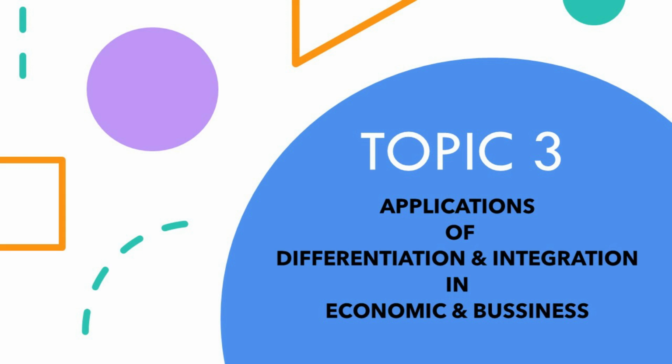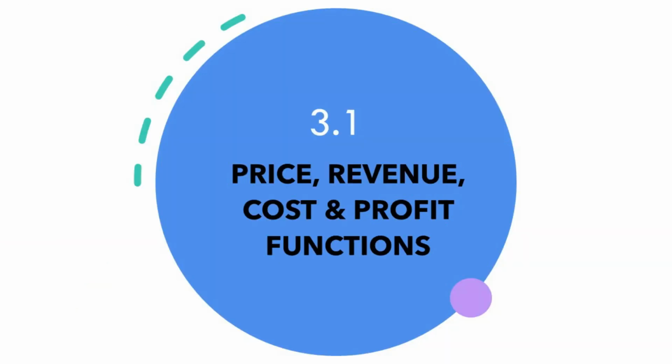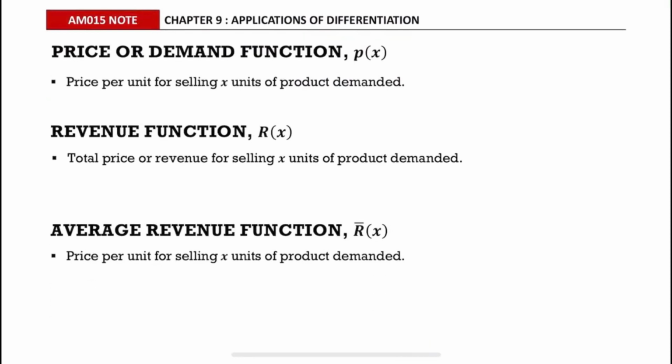In this video, we are going to learn about the applications of differentiation in economics and business, and we will focus on revenue. The price or demand function is denoted as P of X. It is the price per unit for selling X units of product demanded. The revenue function is denoted as R of X. Revenue function is total price or revenue for selling X units of product demanded.